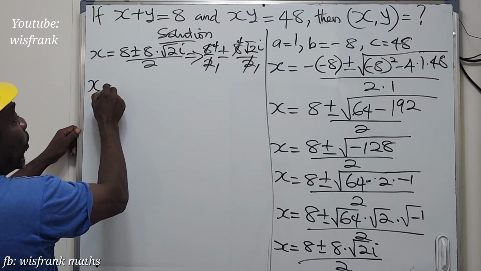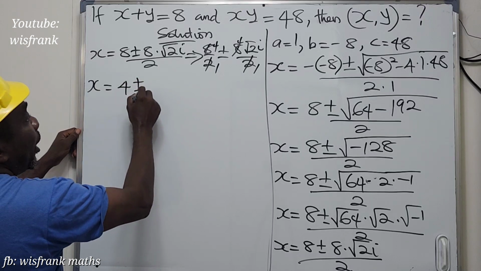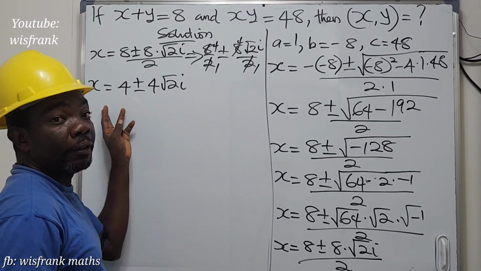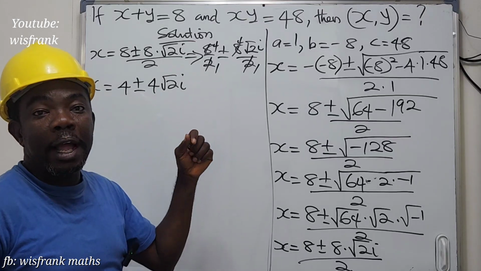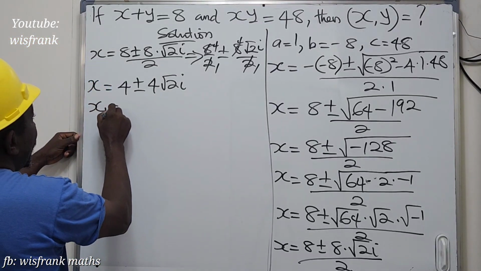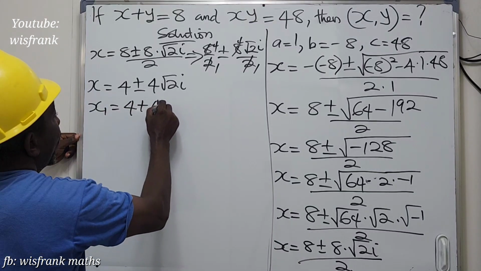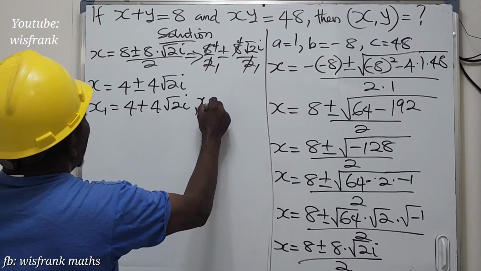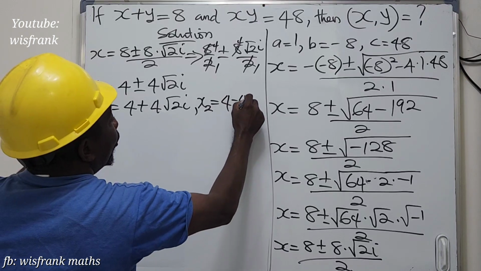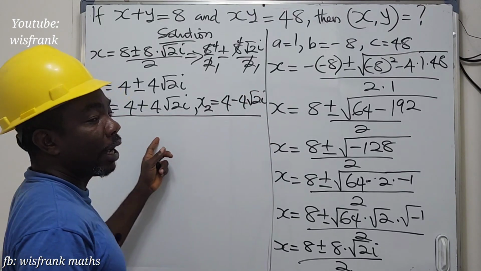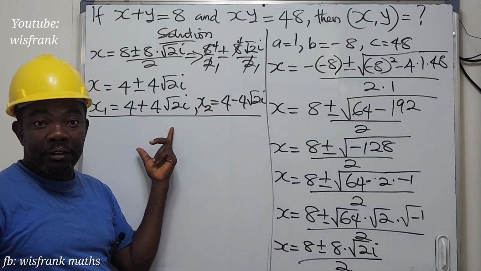Therefore, x equals 4 plus or minus 4 root 2 i. So this is the value of x that we have. And we have two solutions from here: x1 equals 4 plus 4 root 2 i, and also we have x2 as 4 minus 4 root 2 i. So these are the two values of x that we have.